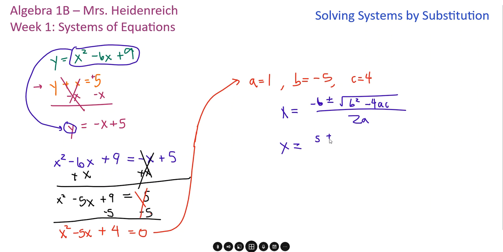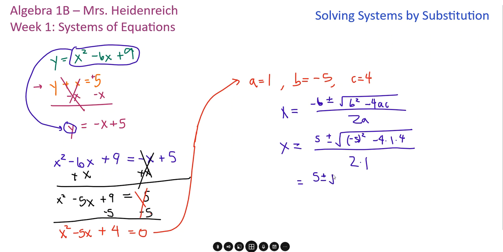Okay, plus or minus the square root of b squared. Well, b was negative 5, so plug that in, minus 4 times a, which is 1, times c, which is 4, all over 2 times a. Remember, a is 1. Okay, so here we go. Let's keep solving or simplifying.